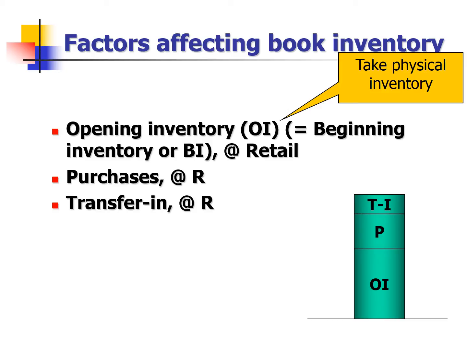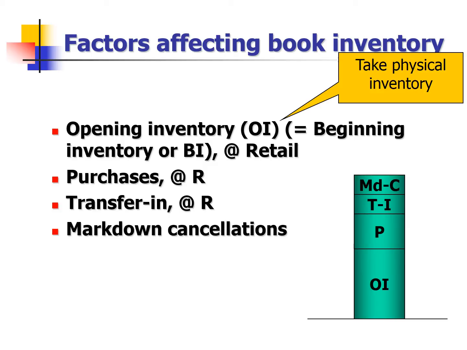Then sometimes if you are operating in a multiple-store company, your particular store may be getting some transfers in from another store, another branch store. And when you get some merchandise in like that, it's obviously added to your inventory, so your book inventory is going to increase again. So that's an increasing factor for the book inventory. Both purchases and transfers in, of course, are taken in at their retail value.